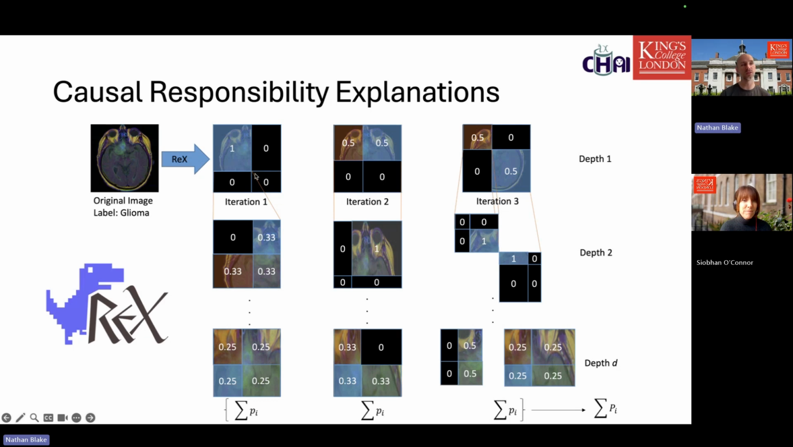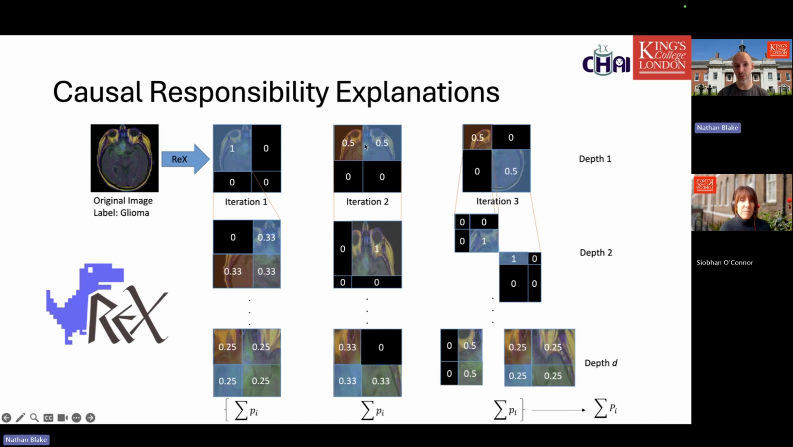We then drill down into that particular partition. So we blow it up, and we again randomly partition that. And again, we randomly blank out some of those partitions. For those partitions which need to be present to get the classification of glioma, again, they share responsibility. In this particular instance, there are 3 such partitions that are present, so they share the responsibility. They all get 1/3 responsibility, and so on. We drill further and further into these partitions to get ever more nuanced and closer to what's going on.